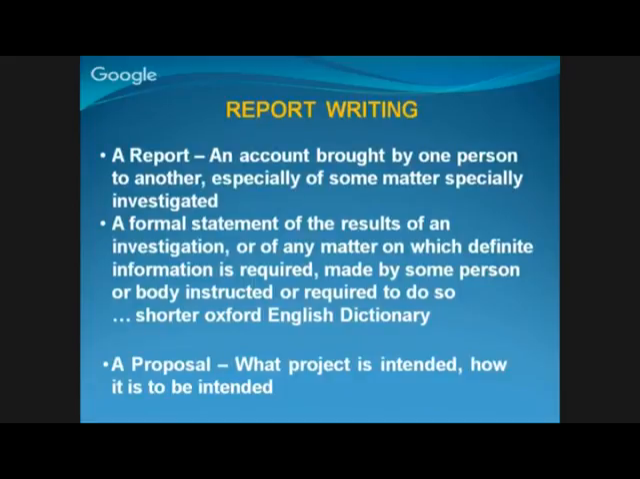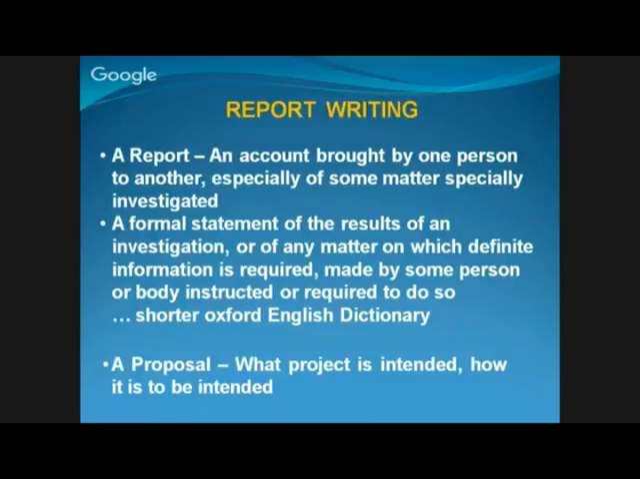Okay. So a report is an account brought by one person to another, especially of some matter specially investigated, or it is a formal statement of the results of an investigation or of any matter on which definite information is required. It is made by some person or body instructed, or required to do so. Like when your HOD tells you. Like when you write an ME thesis, the thesis is submitted in partial fulfillment of the requirement of Master of Engineering, because you are preparing the thesis report as a requirement for completing the ME degree. So it is a definition taken from the Oxford English Dictionary, in which everything gets covered.